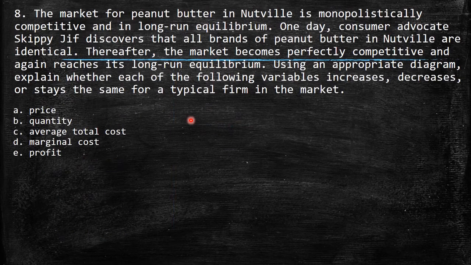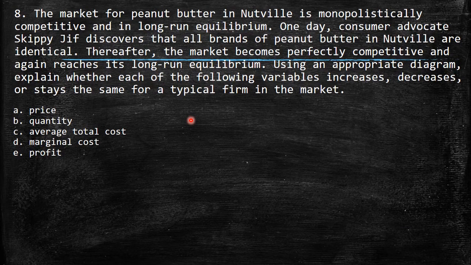Okay. Then the 8th point. The market for peanut butter in Nutville is monopolistically competitive and in long run equilibrium. So it's the same condition as the previous one. One day, consumer advocates discover that all brands of peanut butter in Nutville are identical. Thereafter, the market becomes perfectly competitive, so the firms go from price setters to price takers. Thereafter, it becomes perfectly competitive and again reaches its long run equilibrium.